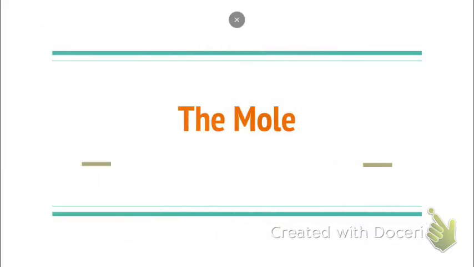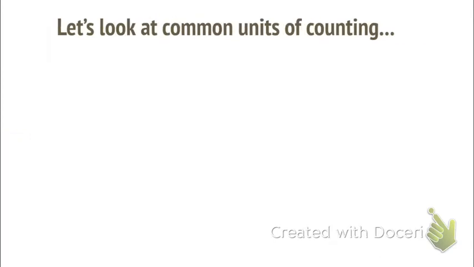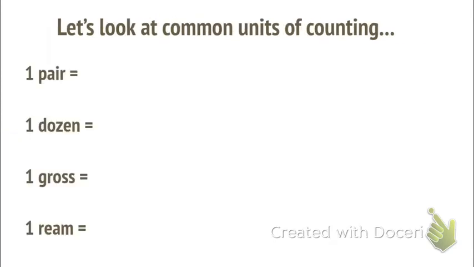Otherwise, let's get started. So today we're going to be considering how chemists quantify extremely small particles. How do we count teeny tiny atoms, things we can't even see? So let's look at a few common units of counting. A pair, a dozen, a gross, and a ream.